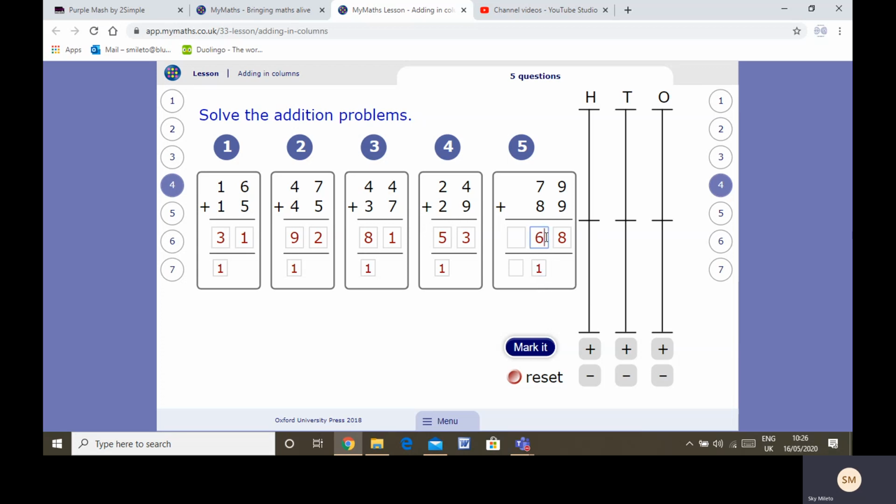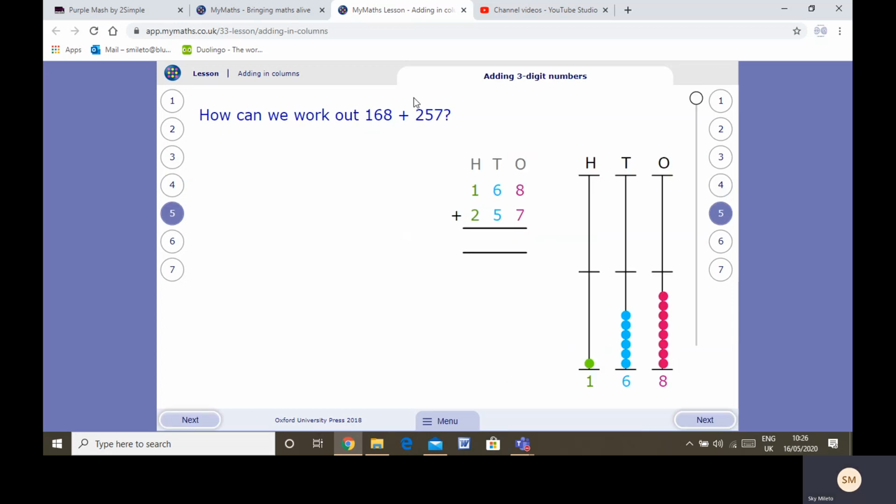So the 6 has to go in the tens, the 1 has to move into the hundreds, and I don't have any other hundreds, so I can leave the 100 here. We could have a 0 up here to show we don't have any hundreds, but we don't. All of them correct. So, how can we work out 168 plus 257?